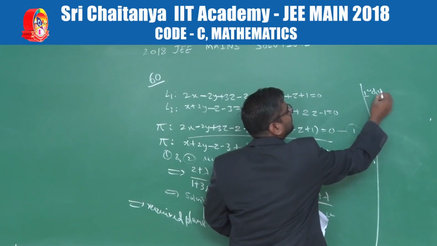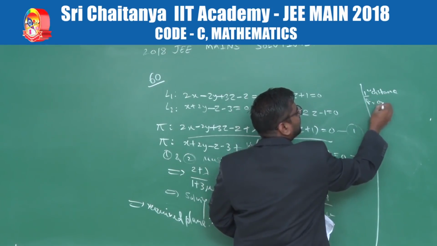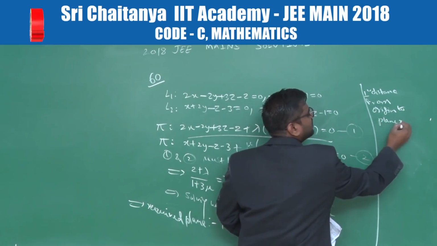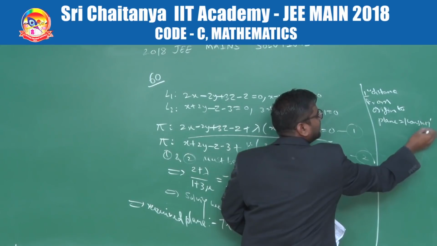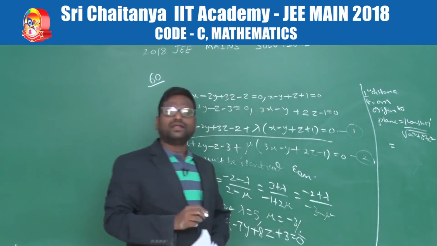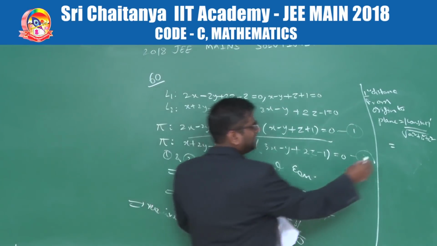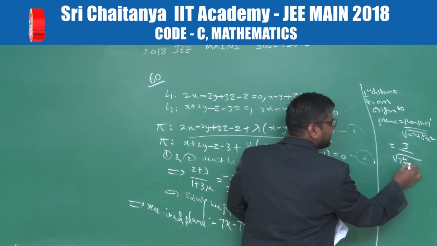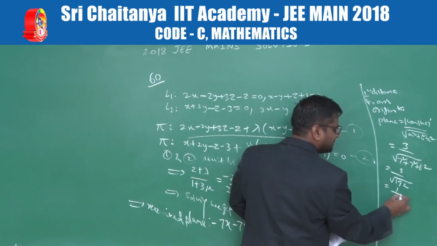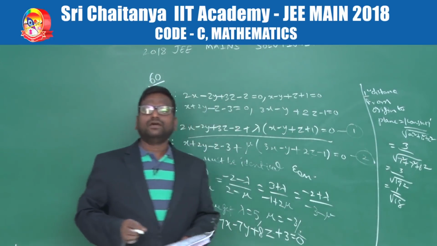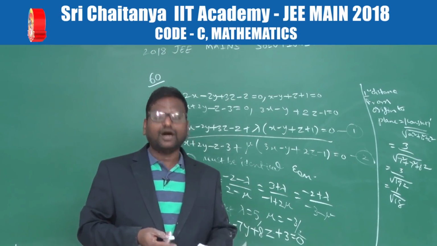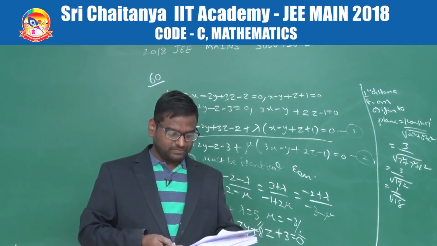perpendicular distance from origin to plane is equal to mod of constant term divided by root over a square plus b square plus c square. So, if you apply that, we get 3 divided by root over 7 square plus 7 square plus 8 square, that is 3 by root 162, which is 1 by root 18. That is 1 by 3 root 2 upon simplification. So, we have that in option 1. So, option 1 is correct.